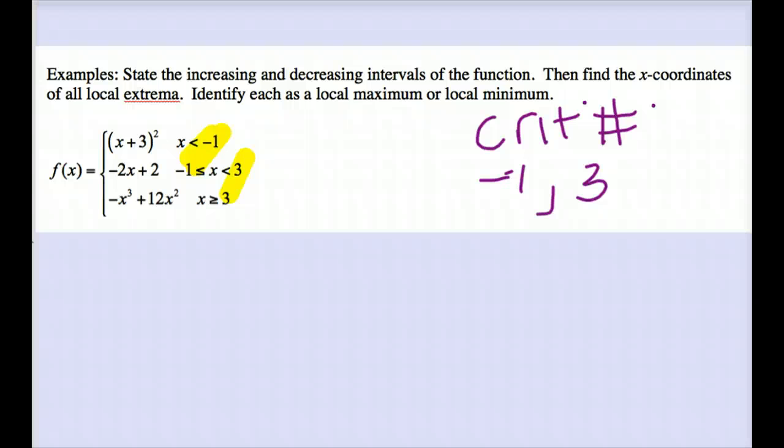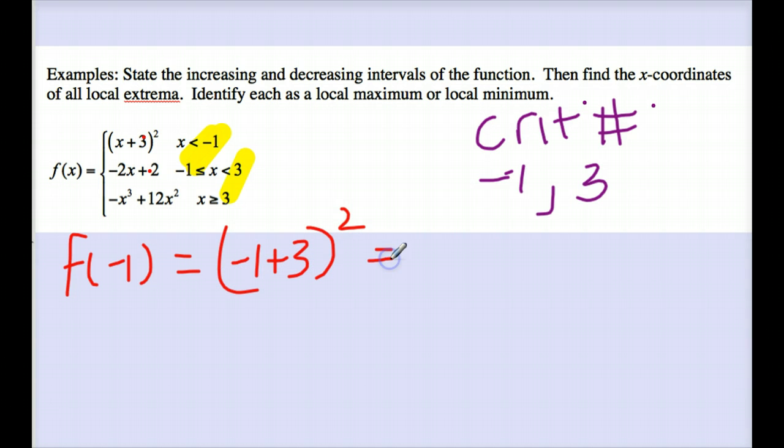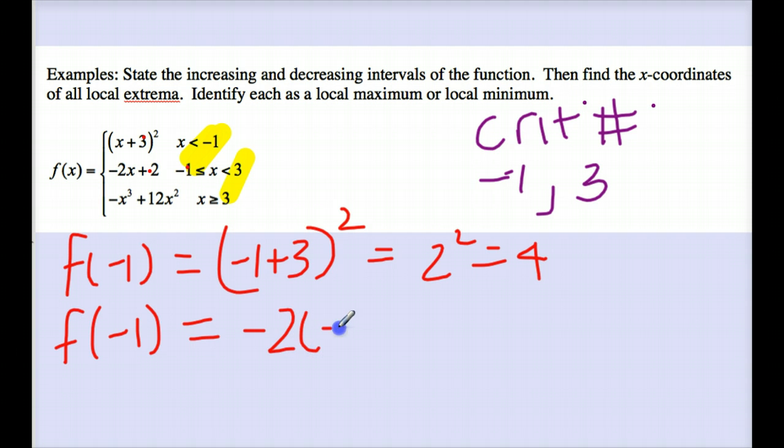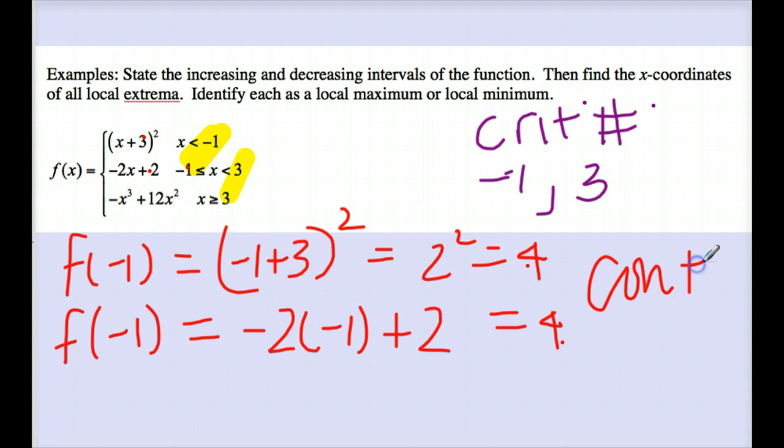So what I'm going to do is plug my breakpoints into the correct equations to make sure that this works. So f of -1 uses the first equation and the second equation, so I'm going to plug it into both. I get -1 plus 3 squared, which is 2 squared, which is equal to 4. I'm now going to plug -1 into the next equation. f of -1 is equal to -2 times -1 plus 2, and that will also give me 4. Since my left side is approaching 4 and my right side is approaching 4, we know that this one is continuous. So there is a derivative that exists here.